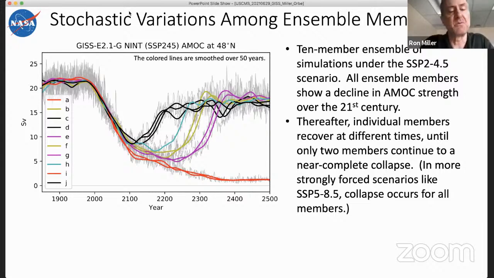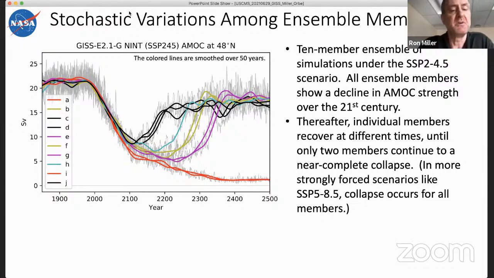Okay, so this is the key result from our model that I want to describe to you. Essentially, it shows the AMOC strength in a 10-member ensemble of simulations throughout the historical period, continuing on through SSP 4.5, that scenario. All these ensemble members show a fairly steady AMOC. I plotted it at 48 north here.